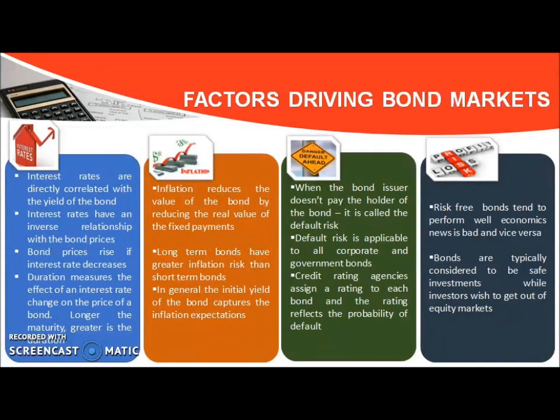First is the interest rate. Interest rates are directly correlated with the yield of the bond. Interest rates have an inverse relationship with the bond prices. Bond prices rise if interest rates decrease. Duration measures the effect of an interest rate change on the price of a bond. The longer the maturity, the greater the duration. That means if the interest rate goes up, the bond price will fall.